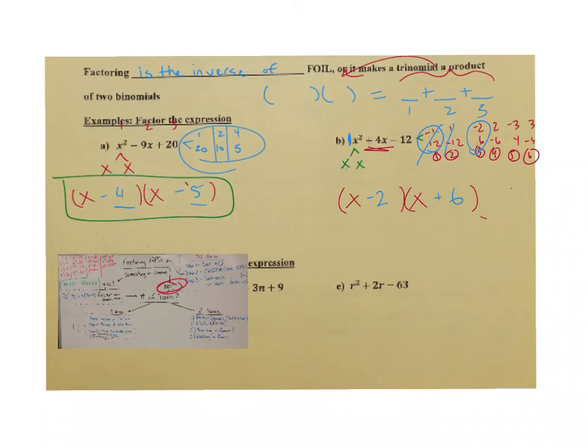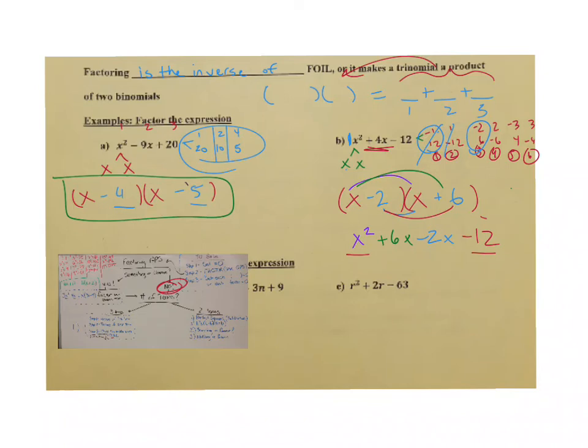So you could check the whole thing using FOIL. So I do x goes to x squared. I'm going to do x goes to 6, 6x. I'm going to go negative 2 goes to x, minus 2x. And then I'm going to do negative 2 goes to 6, minus 12. Notice, every single time we've done it, we got the same beginning and the same end. The middle is what changes.